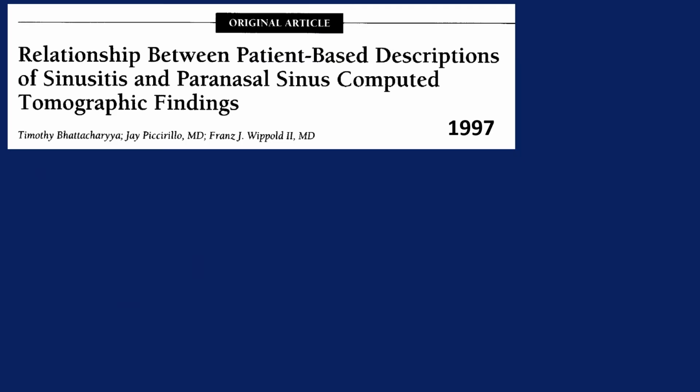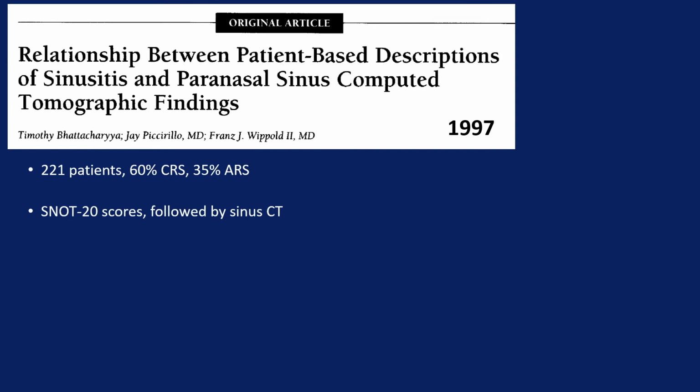Right? And I like this study. I found it. It's from 1997. 220 patients, 60% had chronic, 35% acute rhinosinusitis. They looked at SNOT-20 scores. So back then they didn't have the other two. It was SNOT-20. They followed each of these patients with a sinus CT, which were graded by blinded radiologists.